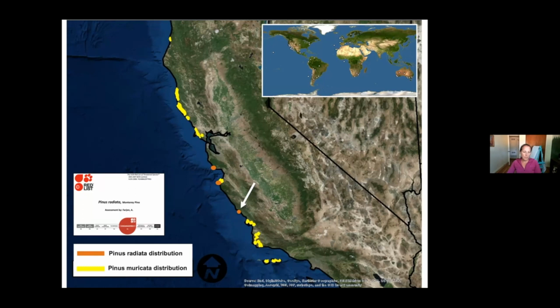And based on paleo records and past research, we hypothesize that the majority of this coastline was dominated by these sister species 10,000 plus years ago. What we're looking at in the top right is the distribution of Monterey pine that's planted across the globe. So although it's endemic to only 5 tiny populations along the coast of California and Baja, Mexico.